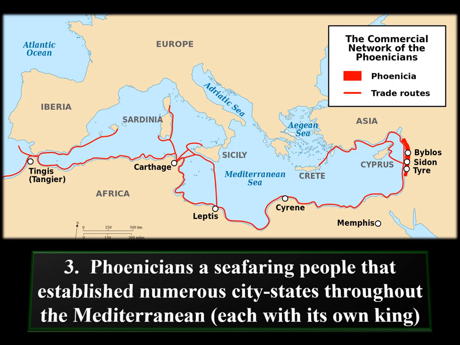The Phoenicians were a seafaring people that established numerous city-states throughout the Mediterranean. Each of these city-states was really a city kingdom, however, having its own king and governing itself independently. So in reality, we don't consider the Phoenician territories a true empire that was ruled by one emperor that had a bureaucracy underneath him. Instead, each of these Phoenician city kingdoms had its own independent king. And this is, I guess you would say, more like what we saw in early Mesopotamia.